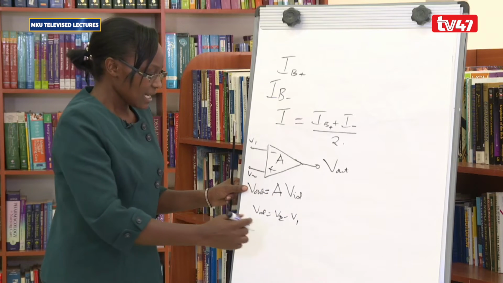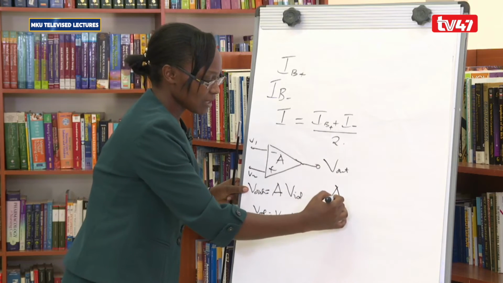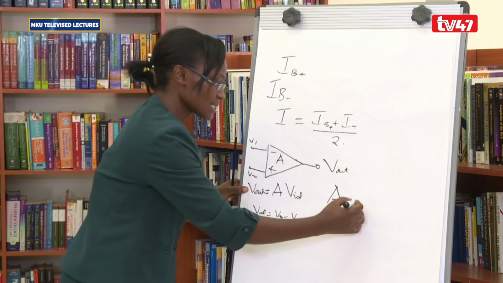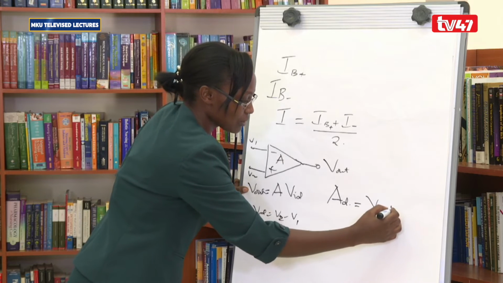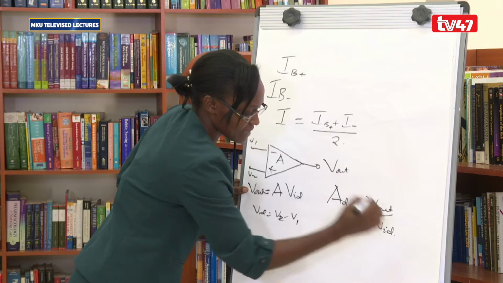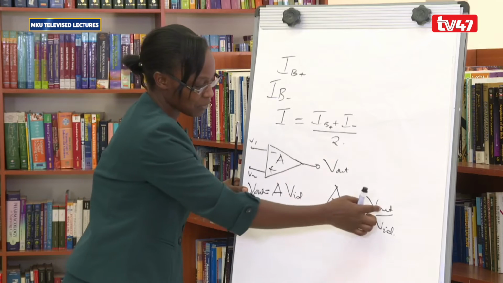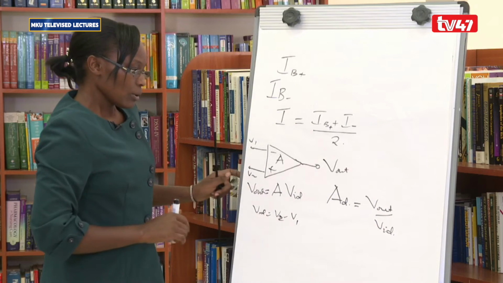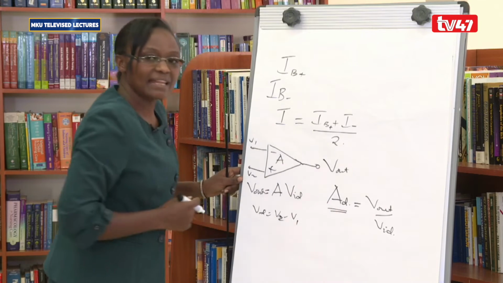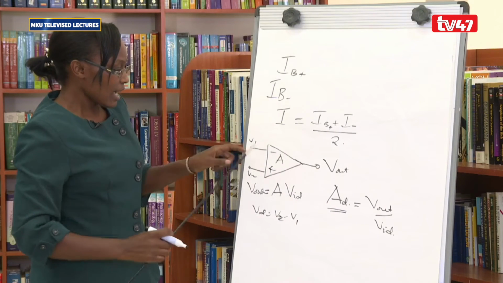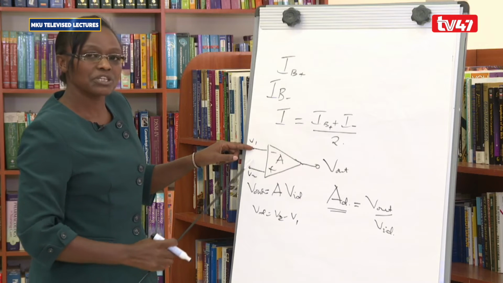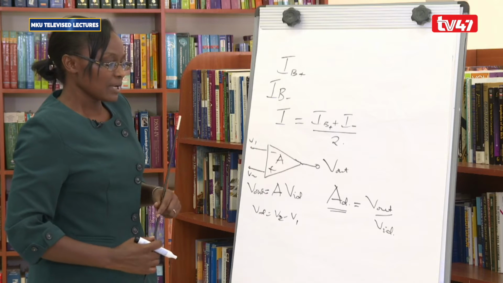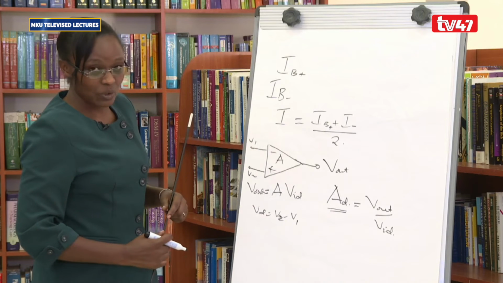When we talk about differential gain, which can be denoted as AD, it is our V out over VID. That's why we say V out is equal to AD times VID. So this is our differential gain. It's the gain that we get when we amplify the difference of the input voltages between these two terminals. We get AD, the differential gain.